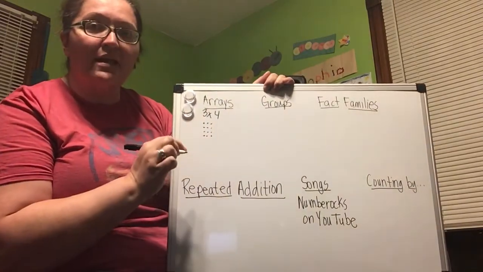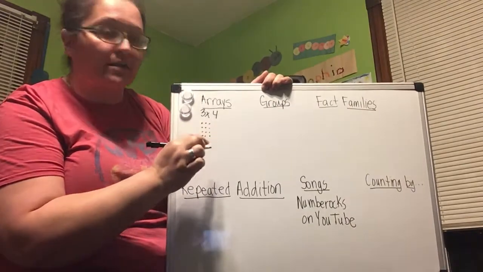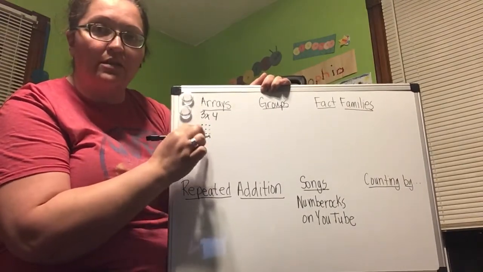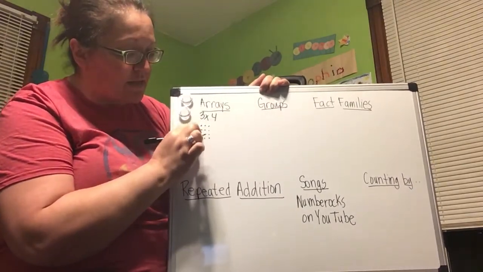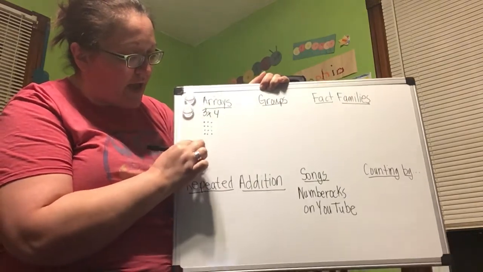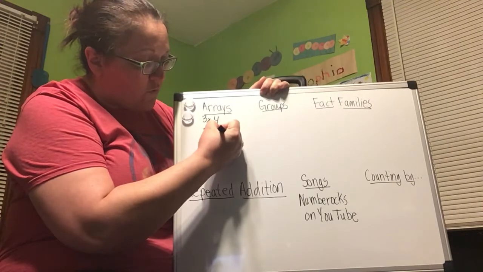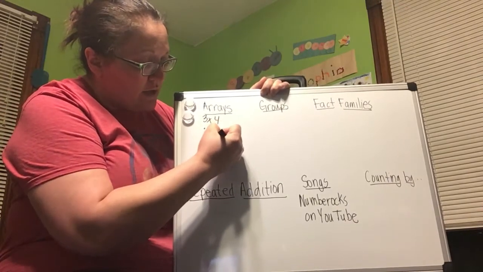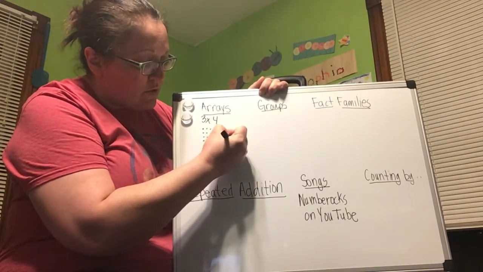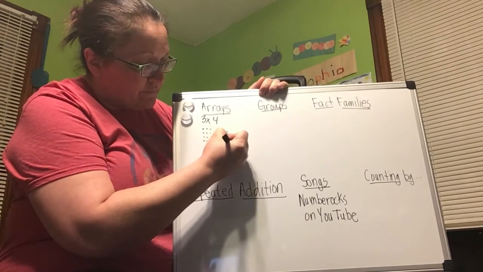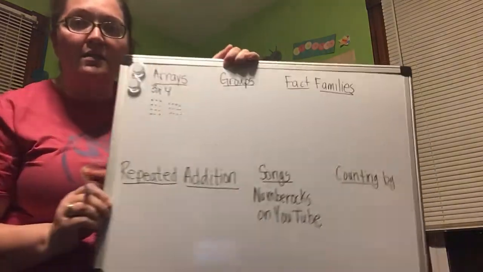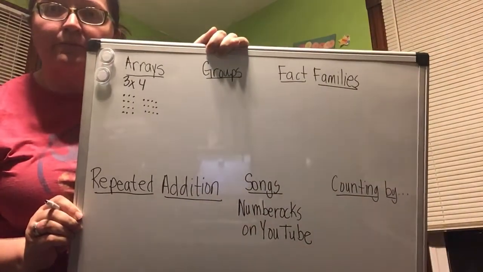And I always tell them it's kind of like a movie theater, where rows are going across, because sometimes they get confused with the rows and the columns. Rows go across like a movie theater, columns are going down. Okay, so that's one way to make an array. The other way is to make it with 4 in each row, and then only make 3 rows total. Okay, so that would be an example of an array.